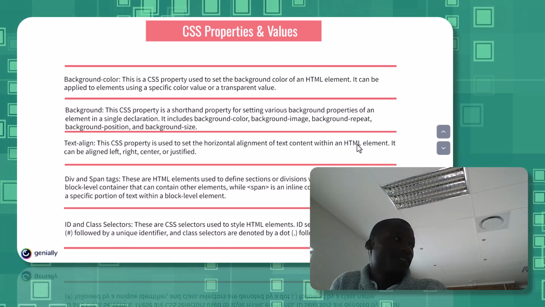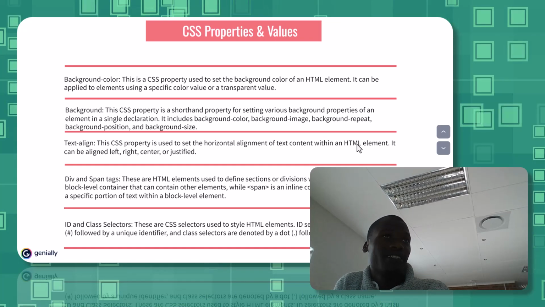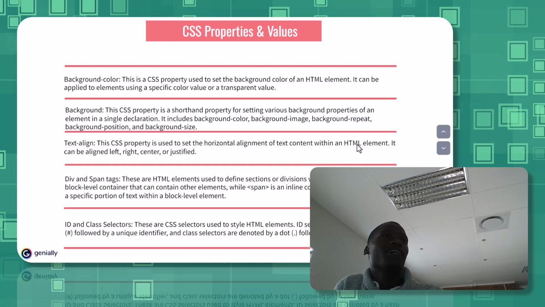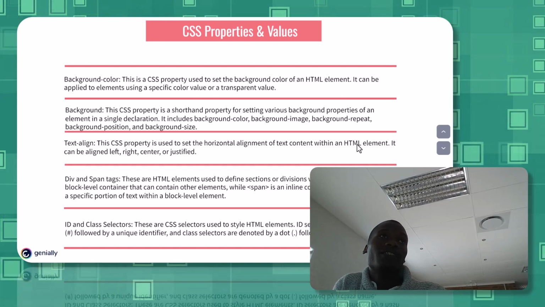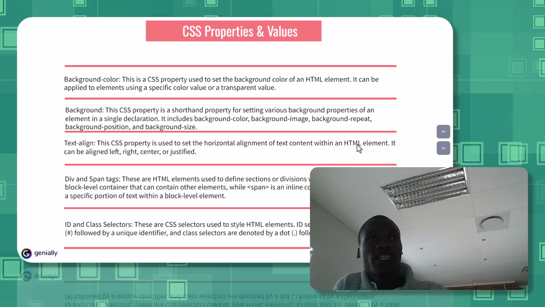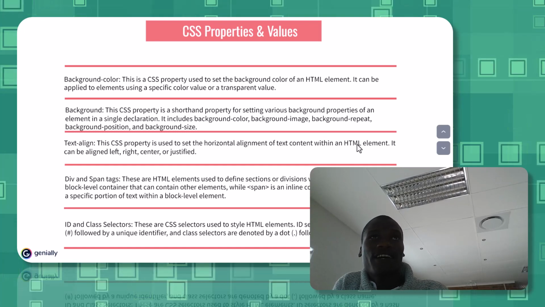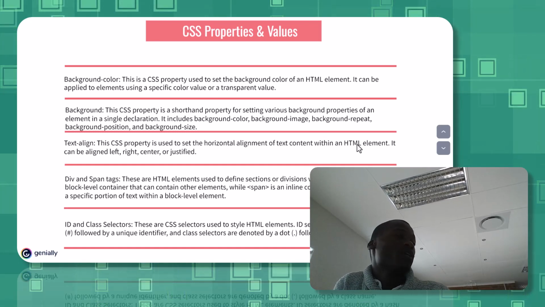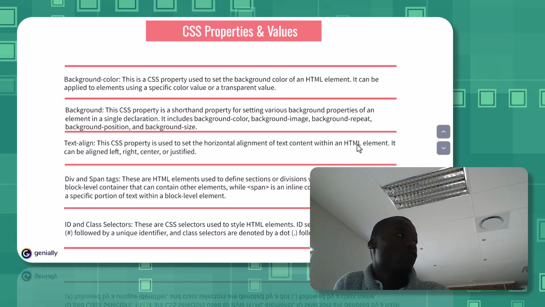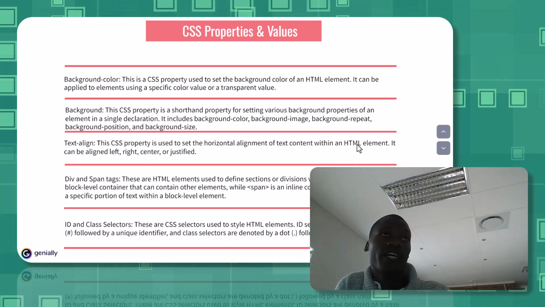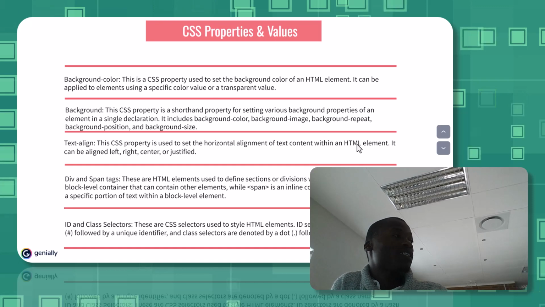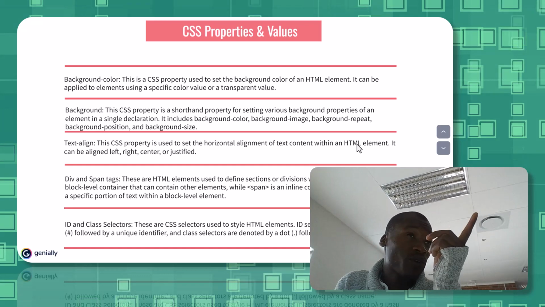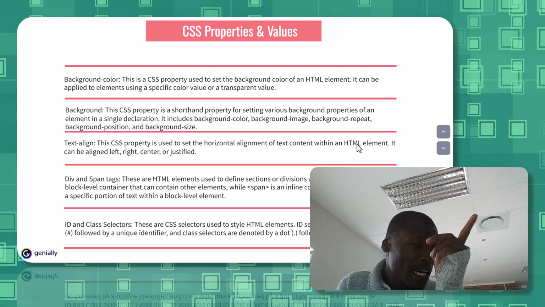Then we have the background property, just background. The background CSS property is a shorthand property for setting various background properties of an element in a single declaration. So remember when we spoke about margin being the shorthand for margin-top, margin-bottom, margin-left, margin-right. There are a lot of CSS properties that are shorthand. The first property we covered was background-color. Now we are speaking about background, which is just the property background.